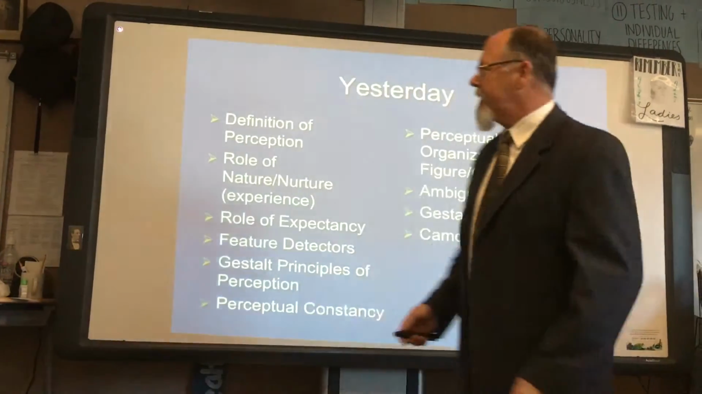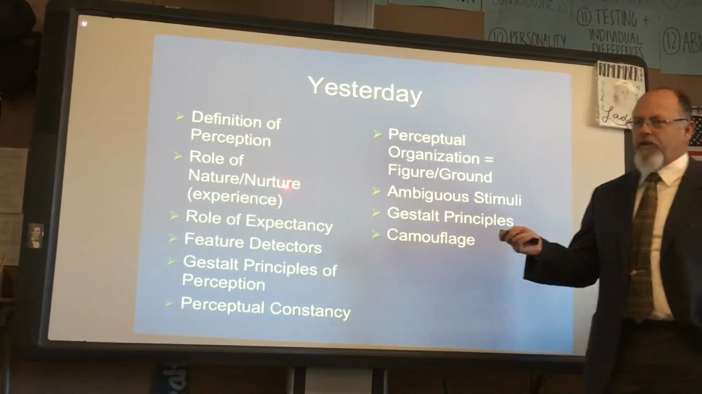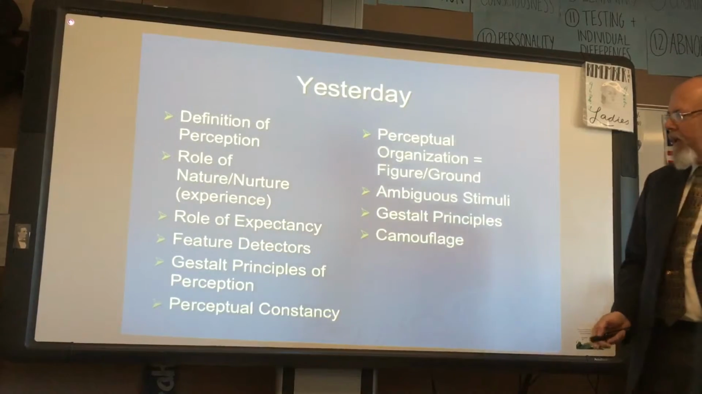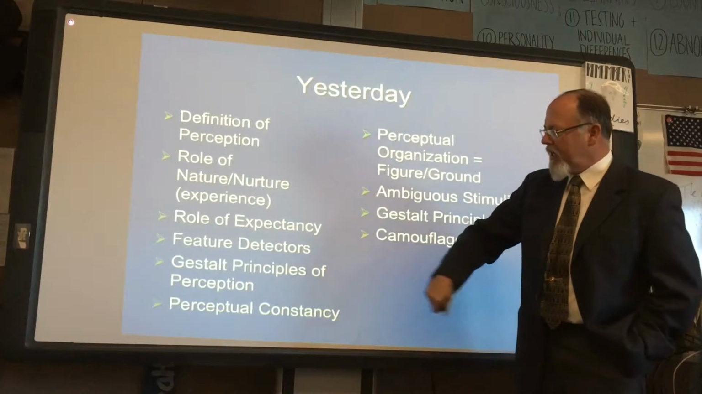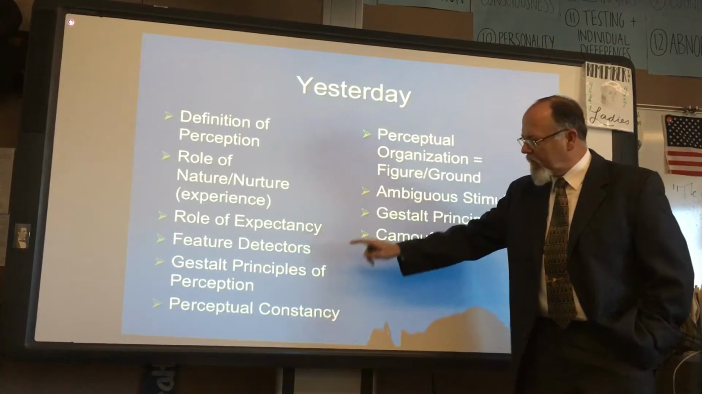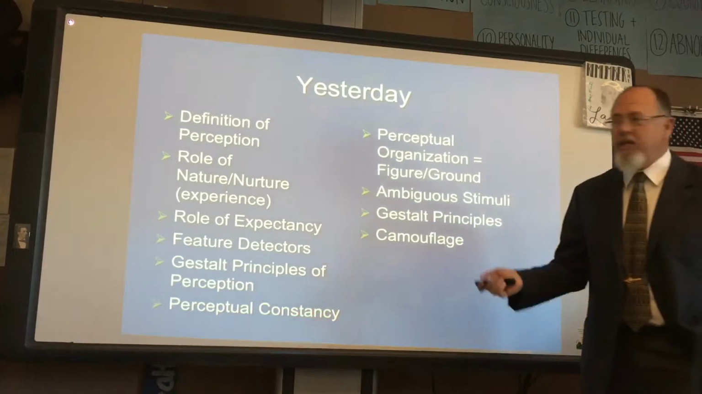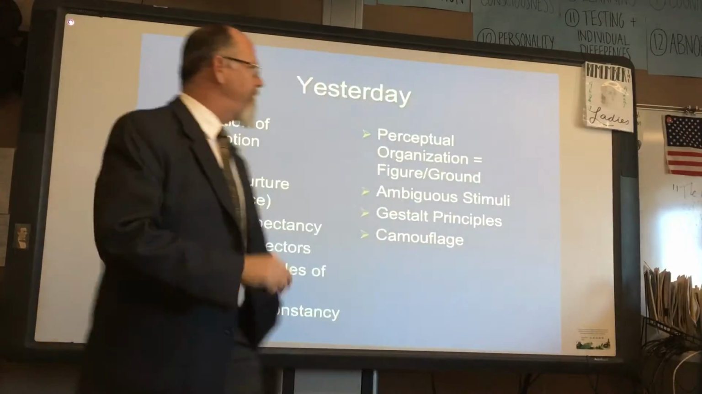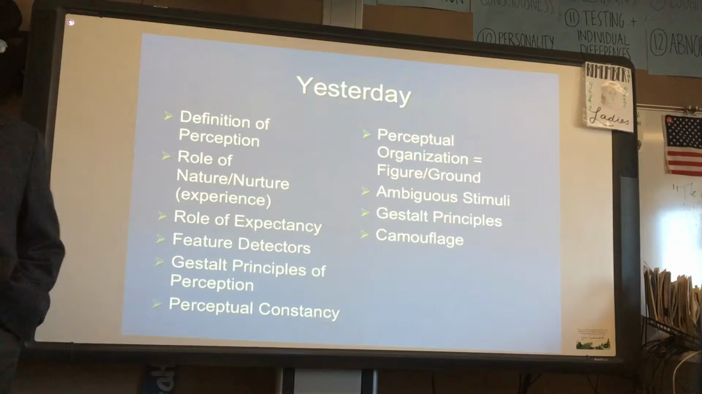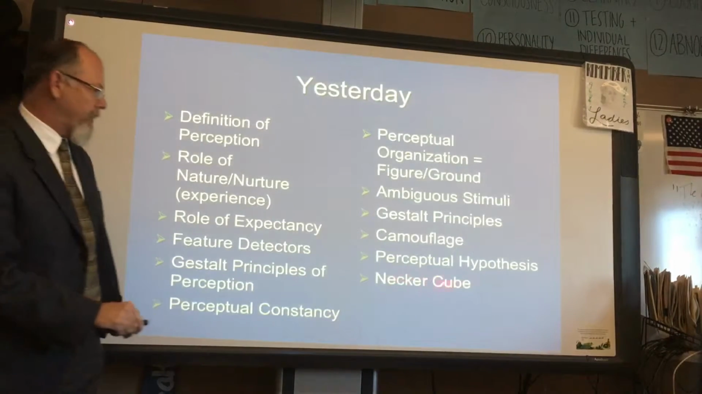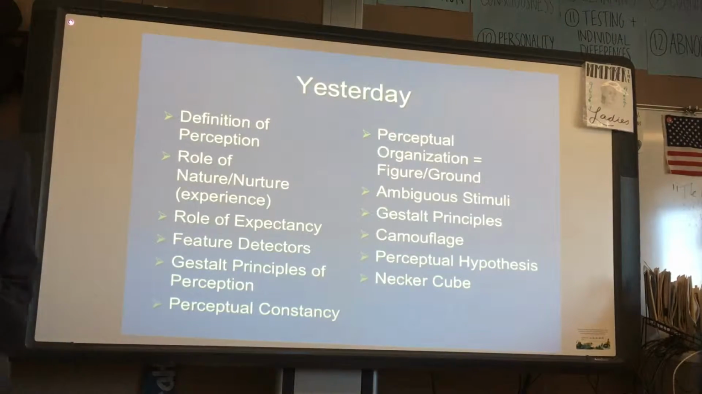We went over the definition of perception. We went over the role of nature, nurture in how we perceive reality. We went over the role of expectancy. We went over feature detectors. We went over Gestalt principles of perception, perceptual constancies, perceptual organization of figure ground. We talked about ambiguous stimuli and more Gestalt principles, camouflage, perceptual hypotheses, and the Necker cube with ambiguous stimuli.